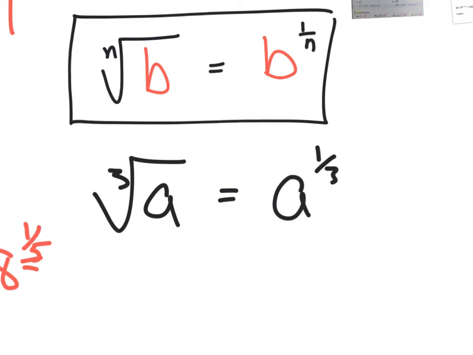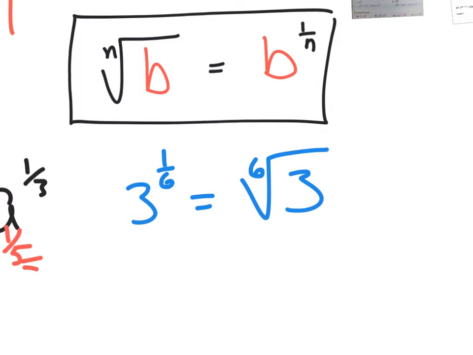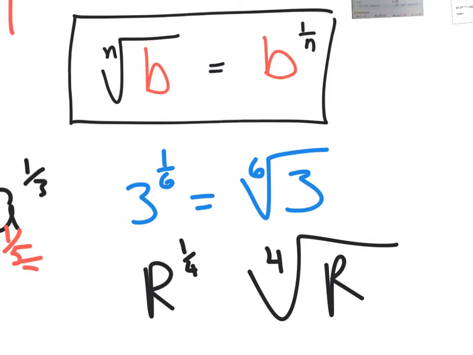Let's try something. Let's go backwards. What if I told you, let's say 3 to the 1/6 power, and I ask you to rewrite it as a radical? What would that be? That would be the 6th root of 3. What if we had something like r to the 1/4 power? What would that be? That would be the 4th root of r. Does that make sense? Okay?